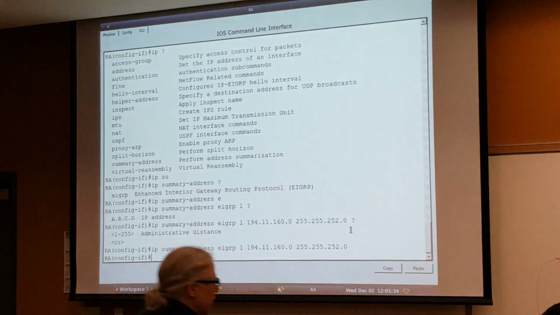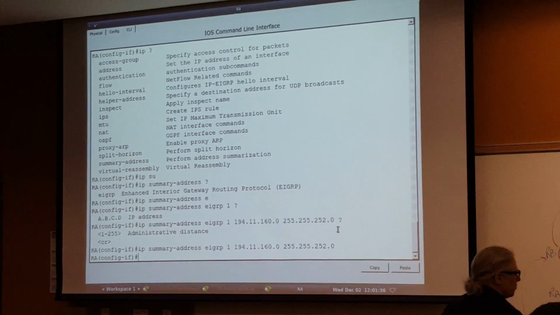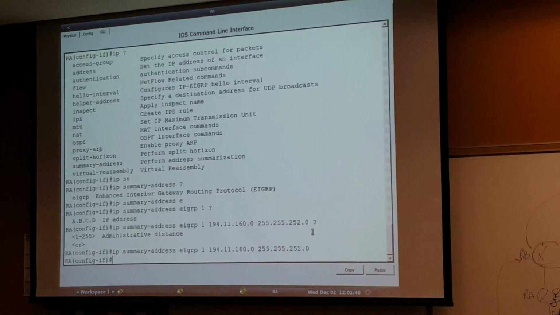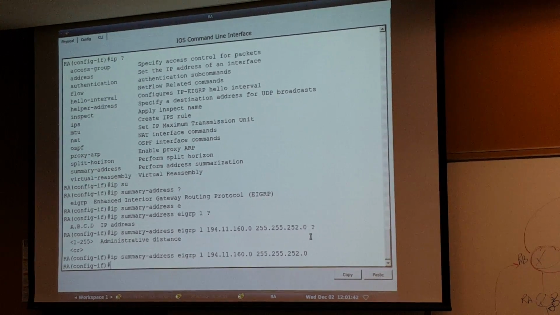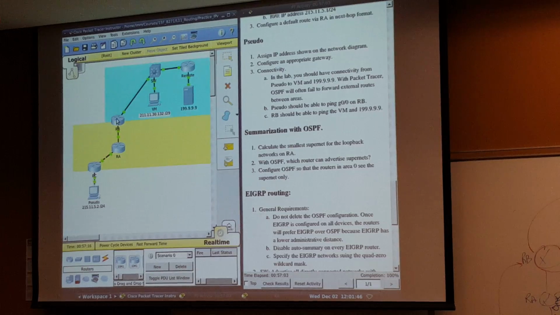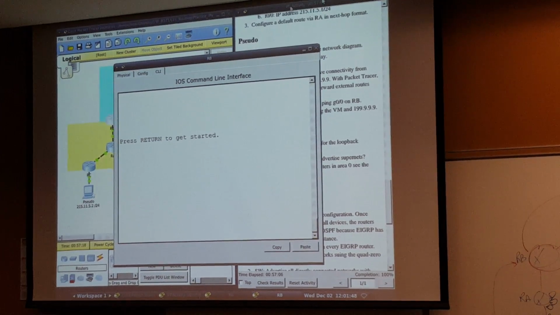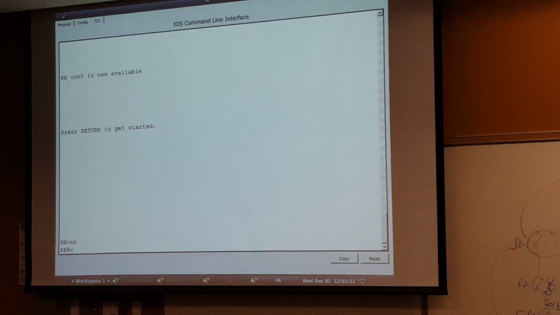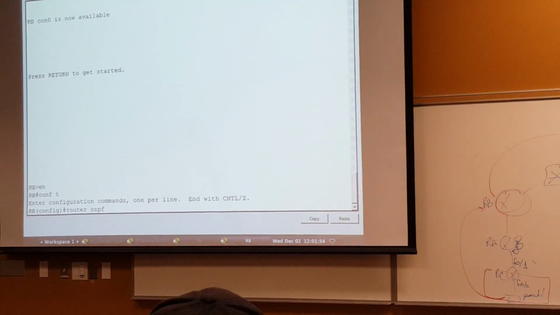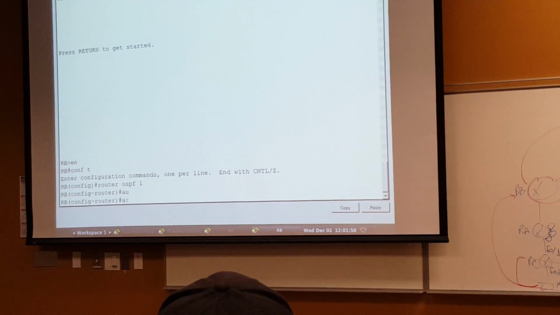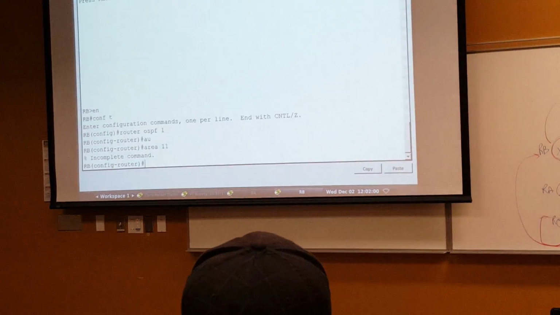How do you do the same thing in OSPF? In OSPF, you guys are correct. It must be on the area border router. So in OSPF, it's going to be on router B. Router OSPF 1, and this is area 11.